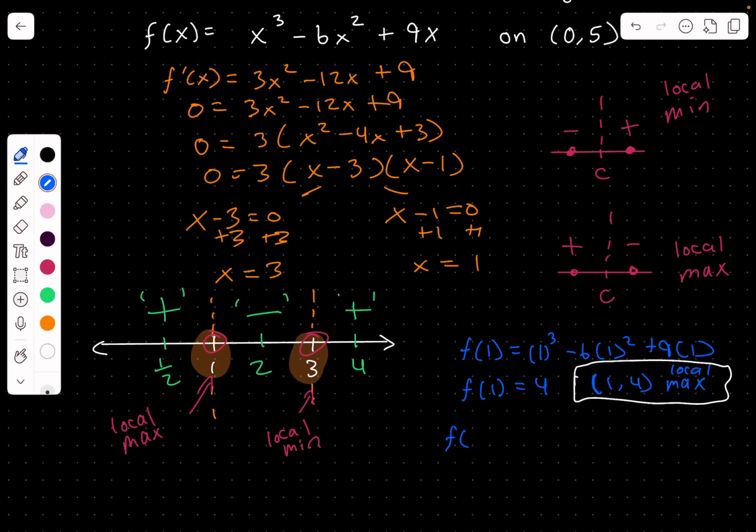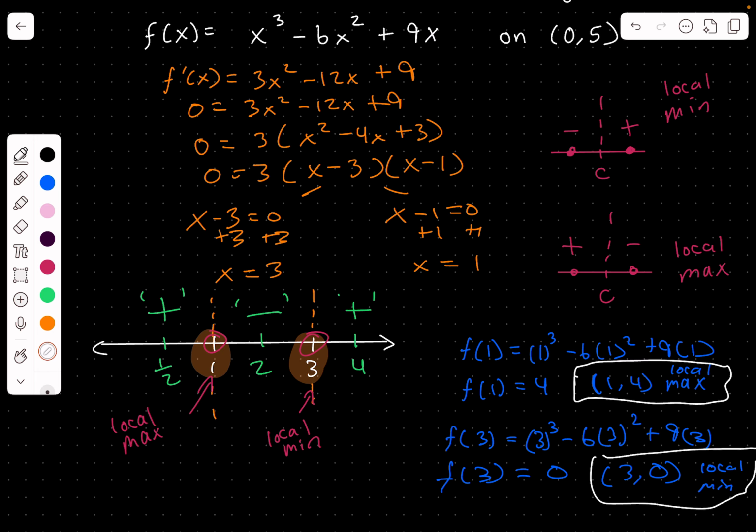Then for our local min, we would plug in 3 into our original. We get 3 to the third power minus 6 times 3 to the second power plus 9 times 3. Wow, this is ugly. Let's fix it. Okay. And this is going to spit out 0. If we plug that in, it'd spit out a 0. Therefore, the ordered pair is going to be 3, 0. And this is our local min.